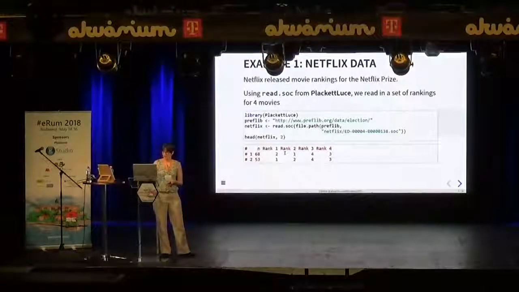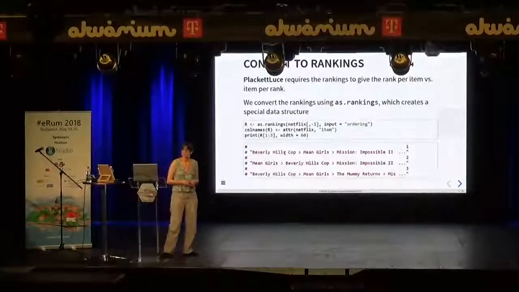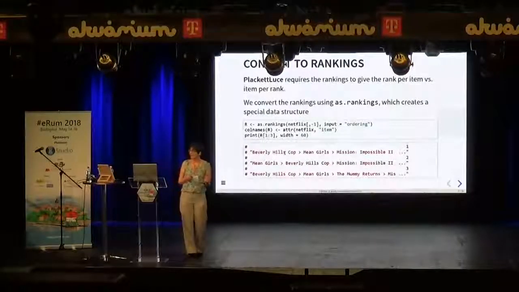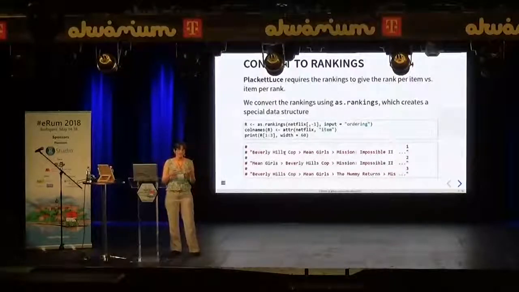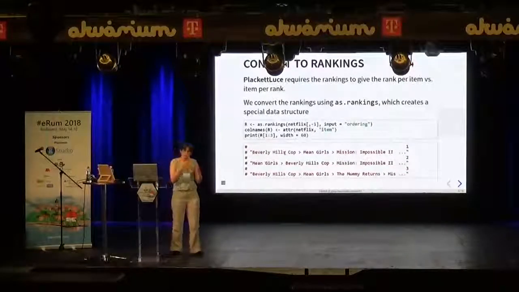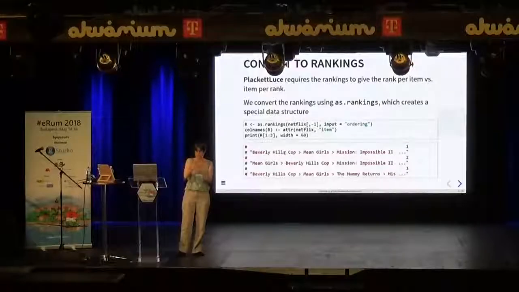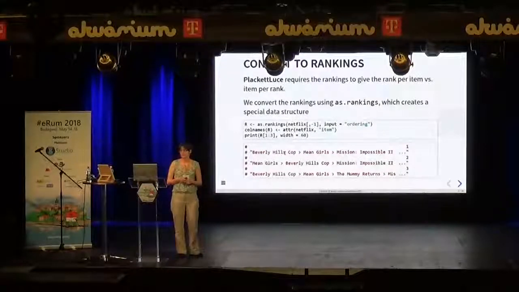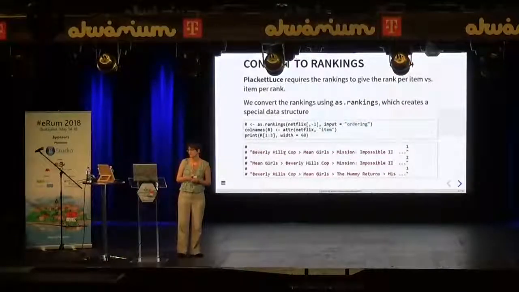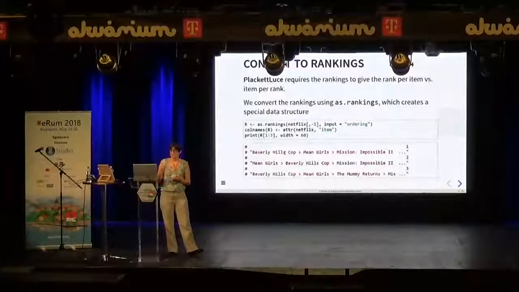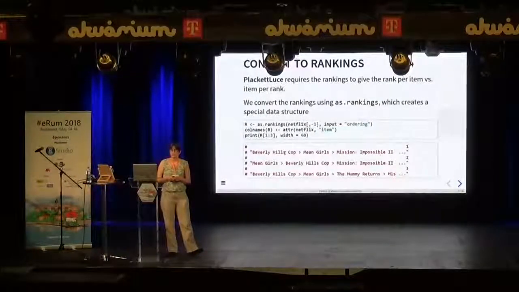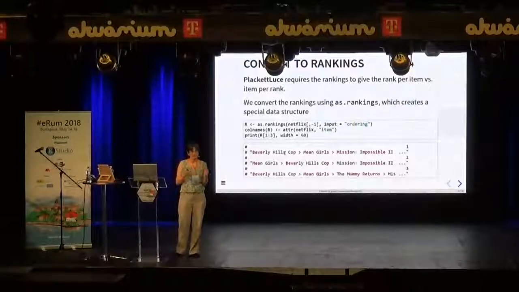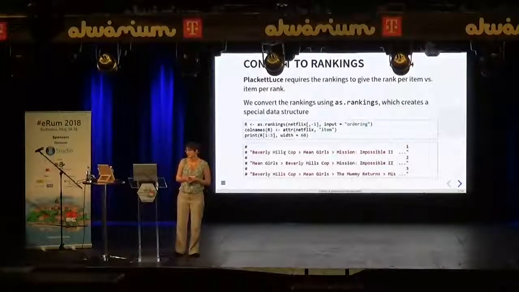What we'd like for our Plackett-Luce package is actually to do it the other way round and to give the right rank per item. And you could do this by just putting the items in the column and putting the relevant ranks in the data matrix. But we offer a little function called as.rankings to create a special rankings object.